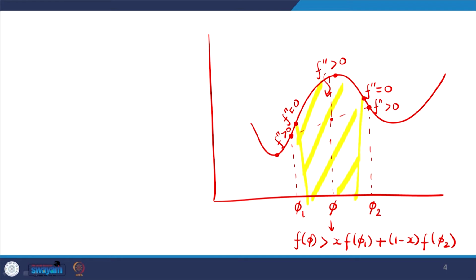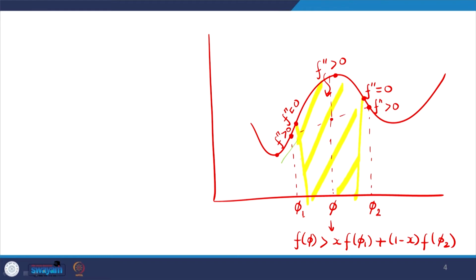But if, for example, the points lie somewhere here, so even though for these points, the green guys here, my f double prime is, sorry, this has to be less than 0, because we are in the convex regime, and for this f double prime is higher than 0.